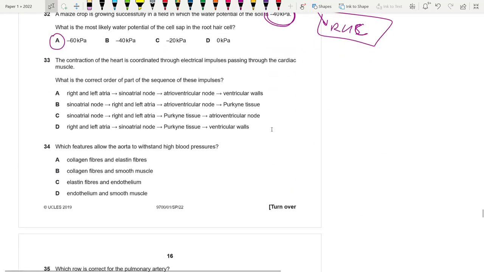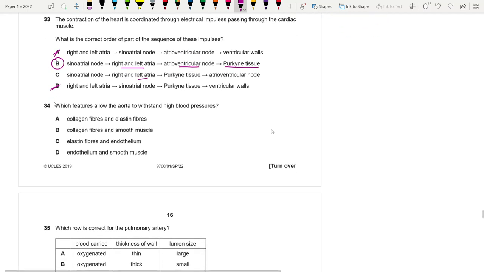33. The contraction of the heart is coordinated through electrical impulses passing through cardiac muscle. What is the correct order of impulses? The sinoatrial node creates the impulse, okay? Then the atria will contract, followed by the AVN, which delays the impulse, then Purkinje tissue. 33 is B. 34. Which features allow the aorta to withstand high pressure?